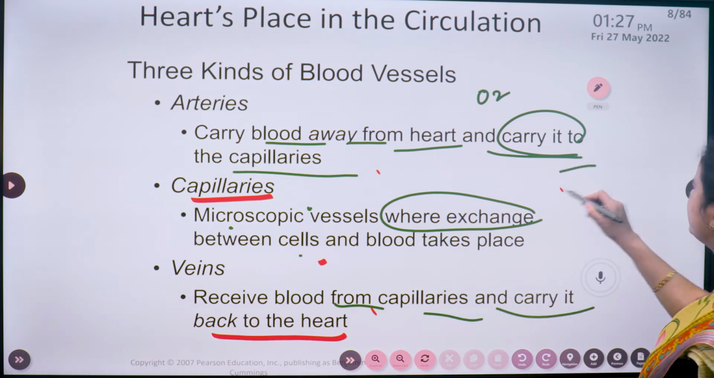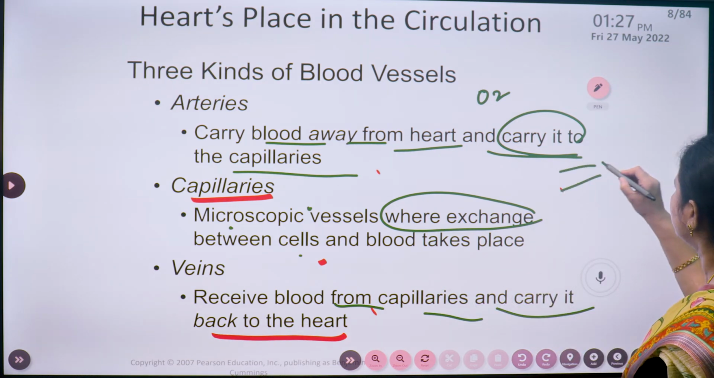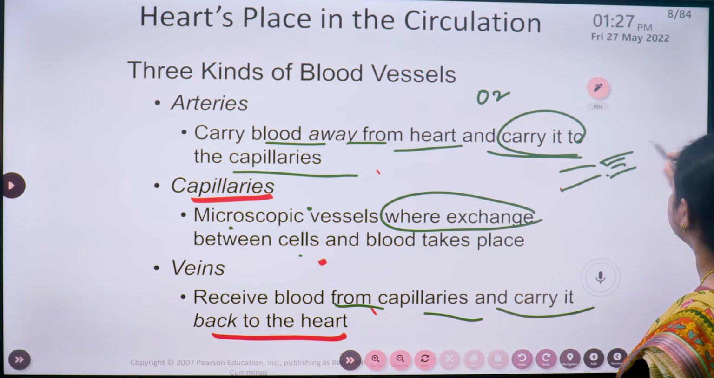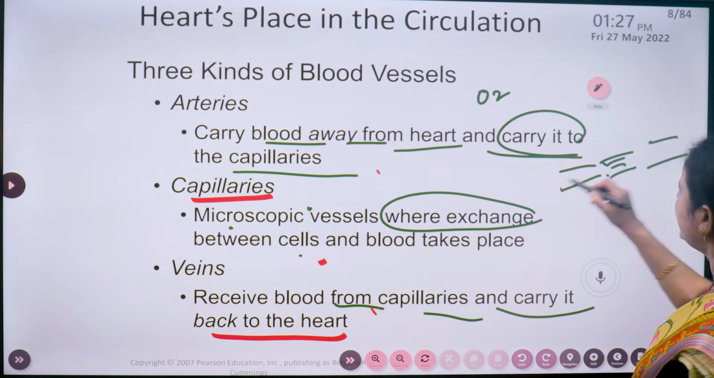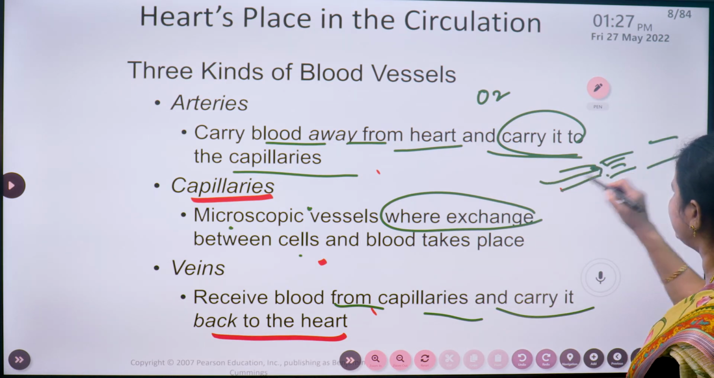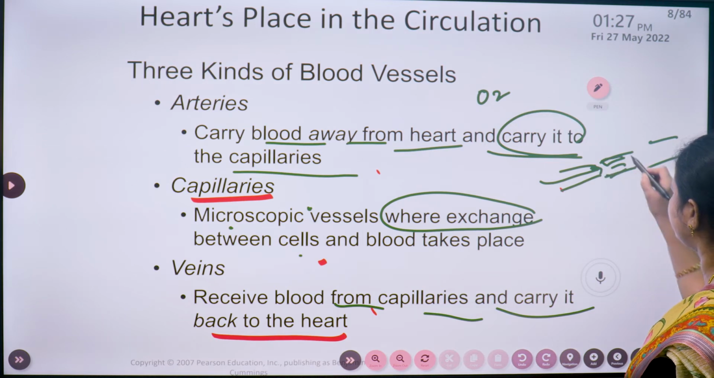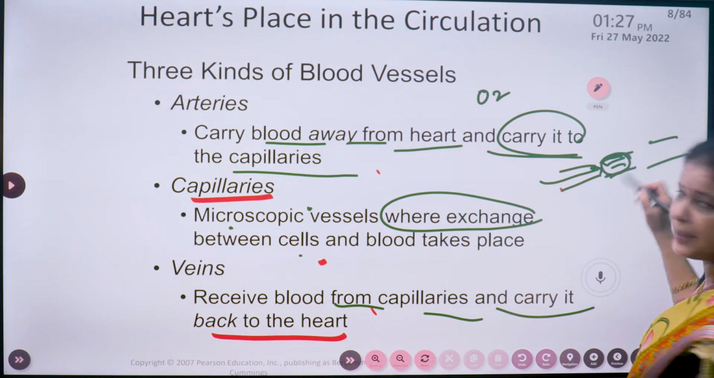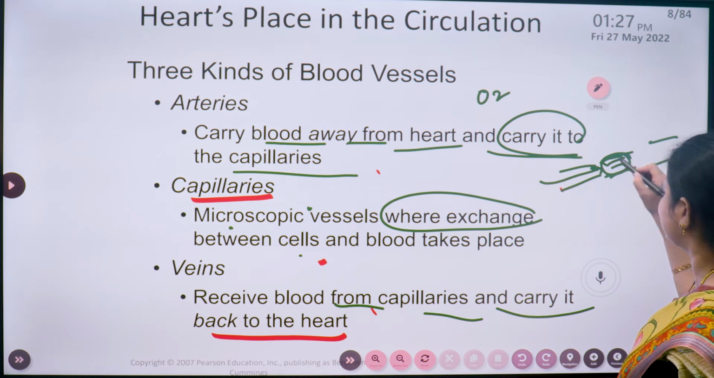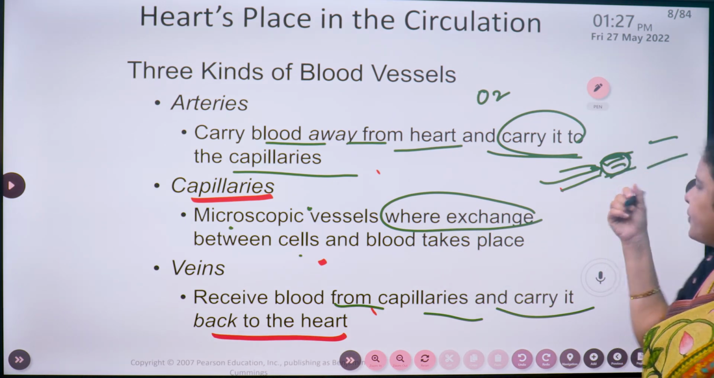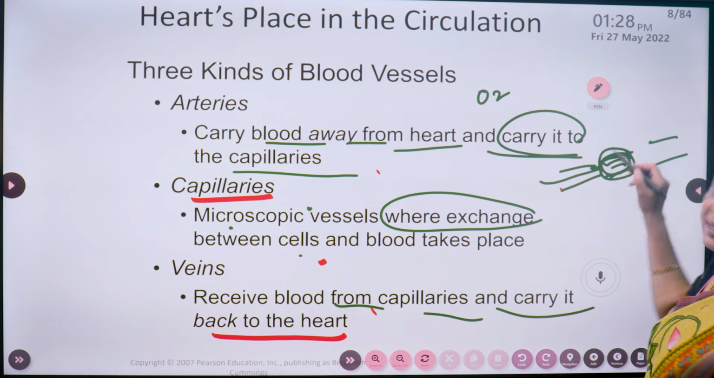For example, these are the arteries. In between we have the capillaries and the veins. Arteries will carry the oxygenated blood and supply it to the capillaries, where the exchange of gases takes place within the tissues. This is called internal respiration.